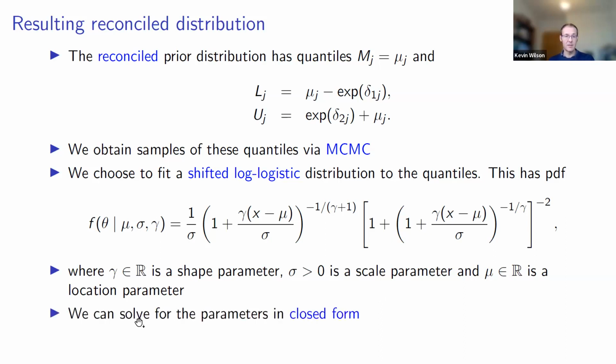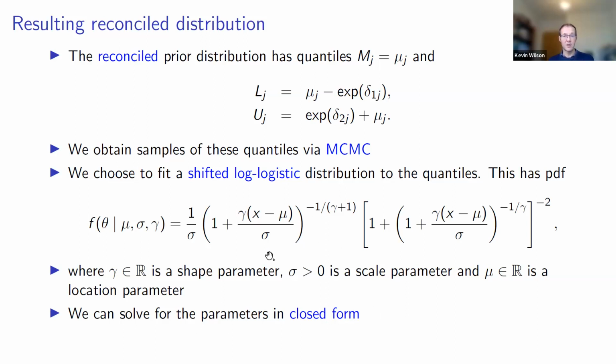But the second reason that this is nice is because we can solve for the parameters in closed form. So what we're going to be doing here is we're going to have 10,000 samples, which are an L, an M, and a U in each of the samples, and we want to fit one of these distributions each time. So we're going to be fitting a distribution 10,000 times. So being able to solve for the parameters in closed form from some quantiles saves us a lot of time and energy rather than having to use some sort of numerical method.